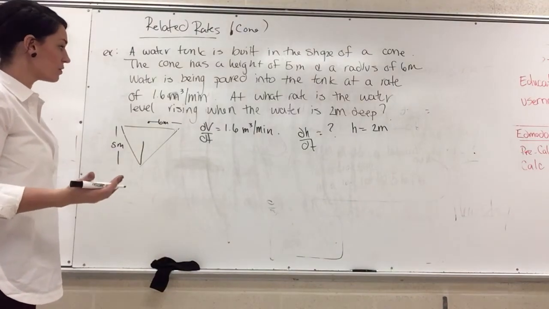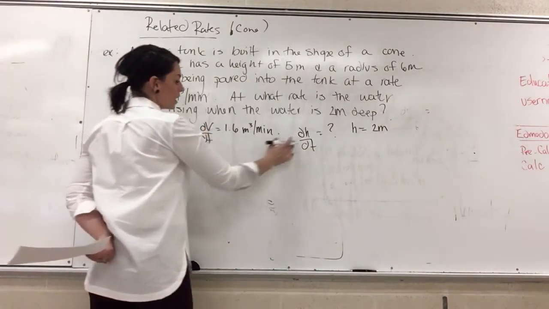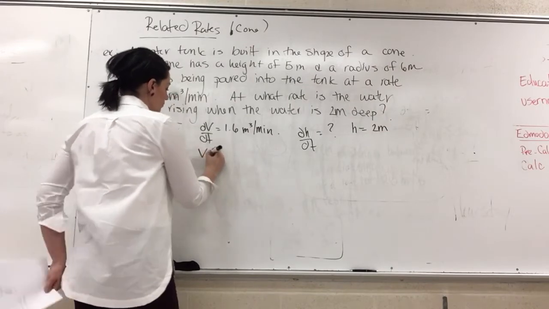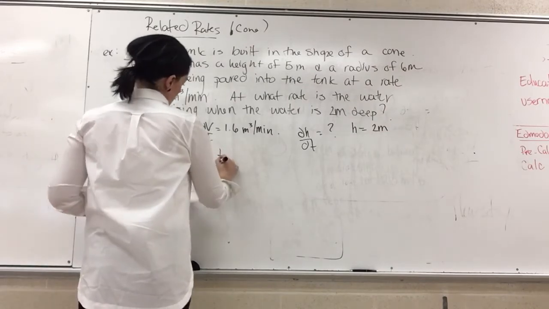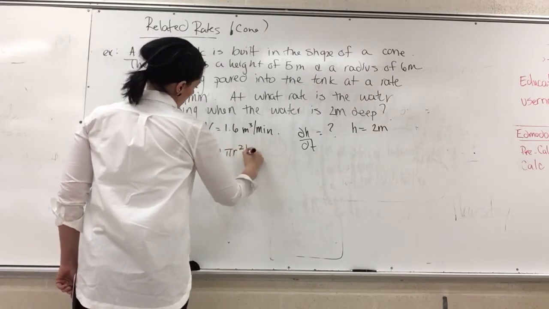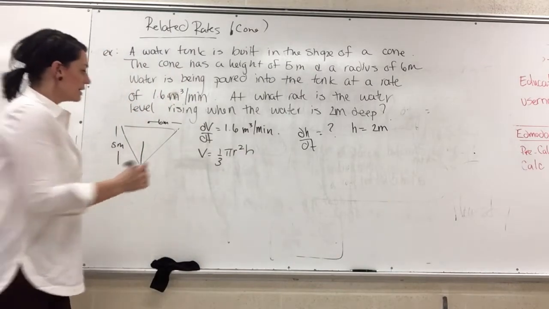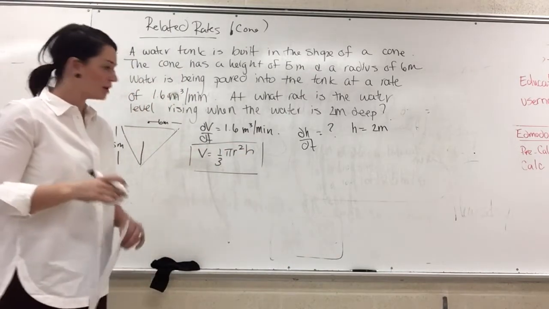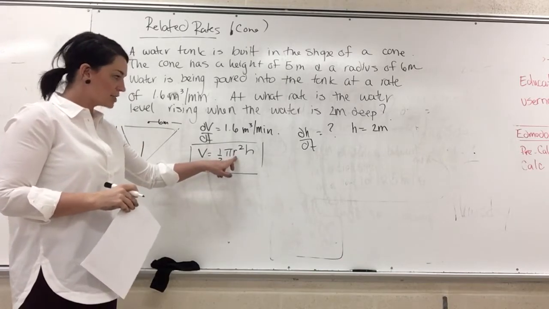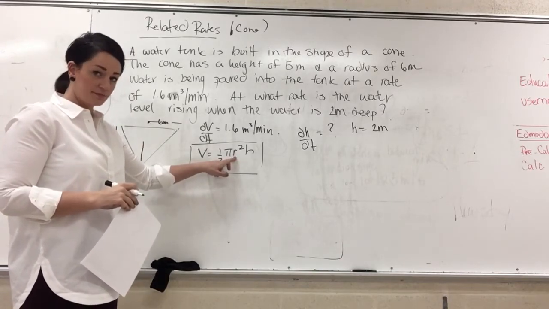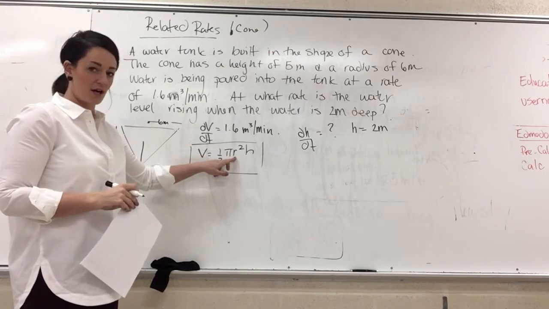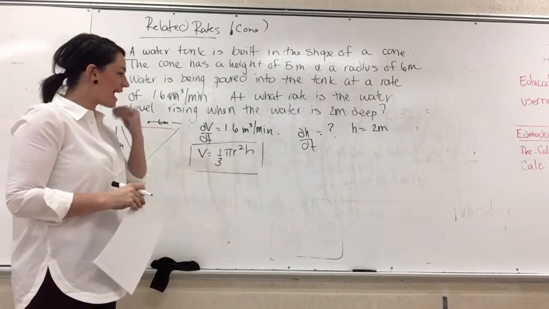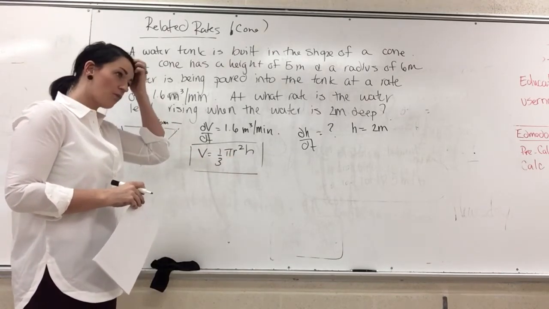Next, I need a formula. Obviously I need a formula that involves volume and height. The volume for a cone is 1/3 pi r squared h. Now, we have an issue. The issue is that I don't have any information about r, nor am I asked to find r. So I have extra information. I almost need to get rid of it.